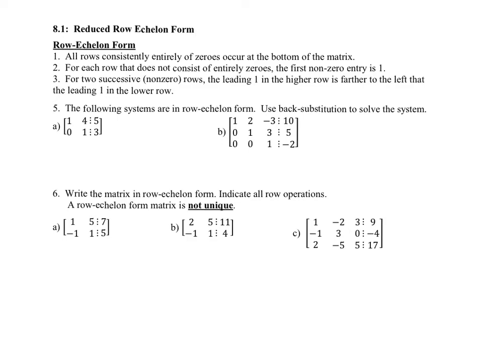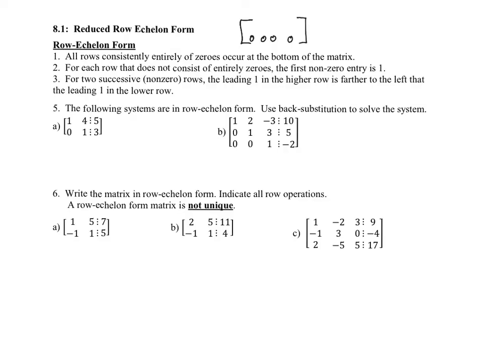Okay, the rest of section 8.1 is on row echelon form and reduced row echelon form. So for row echelon form, the first condition is all rows consisting entirely of zeros occur at the bottom of the matrix. So for example, if I had a row of zeros, 1, 2, 3, I put them at the bottom.